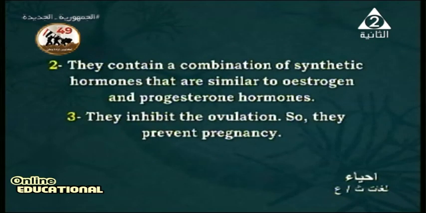Also, what is the idea for making the pills? What is inside these pills? They contain a combination of synthetic hormones that are similar to estrogen and progesterone. These tablets contain two types of hormones, but not natural hormones. They are synthetic hormones, meaning artificial, like estrogen and progesterone hormone but not natural. They inhibit ovulation, so they prevent pregnancy, meaning ovulation does not occur.